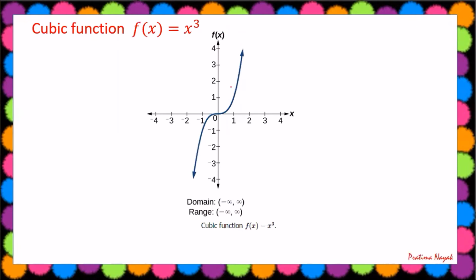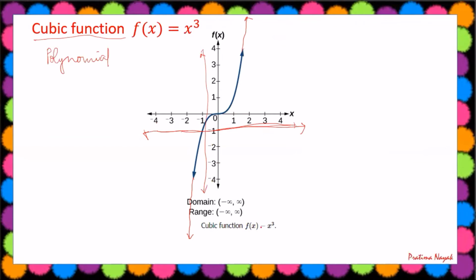Next is the cubic function. This is also a polynomial function. Then f(x) is equal to x cubed. If you see the graph, it is given with arrows, that means y can be extended on both sides. So the domain is equal to all real numbers, extending vertically as well as extending horizontally. Extending horizontally means x is all real numbers. Extending vertically means y is also all real numbers.